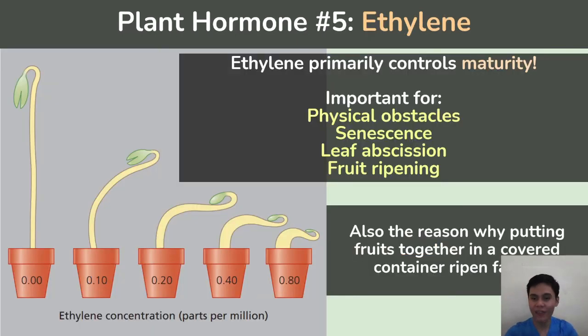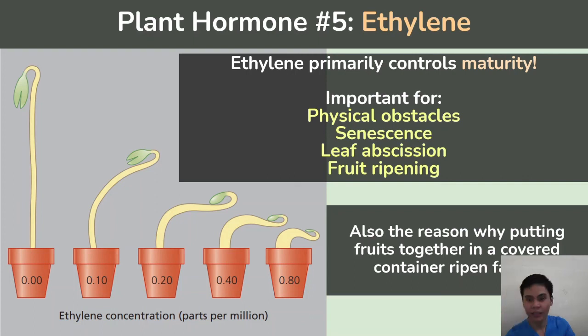Plant hormone number five is ethylene. So this primarily controls the maturity of your different plant structures. This is important for physical obstacles, senescence, leaf abscission, and fruit ripening. When we say physical obstacles, just like shown in this image here, if there's an obstacle to your plant, it tends to grow a thicker stem, and grows off to the side and then flips back. This is so that it tries to circumvent the obstacle that is in its way. All right, so that's due to ethylene.